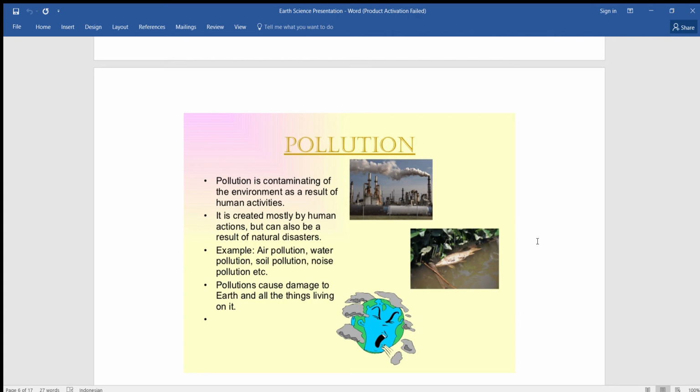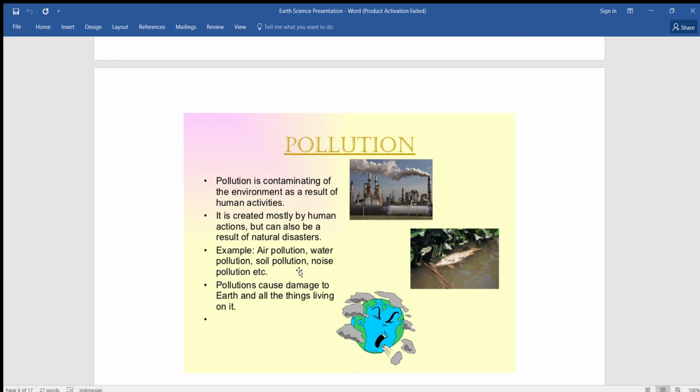'Di ba? Kasabay natin sa pag-aangat ng ating ekonomiya, merong masasaktan, merong mapupulyot in a way. Okay, it is created mostly by human action but can also be a result of natural disasters. Ito nga yung mga bagyo, yung mga ganyan, ano? So, example are air pollution, water pollution, soil pollution, noise pollution, and etc. So lahat niyan, 'di ba, ano tayo? Kumbaga lahat tayo eh guilty tayo sa lahat na 'yan.